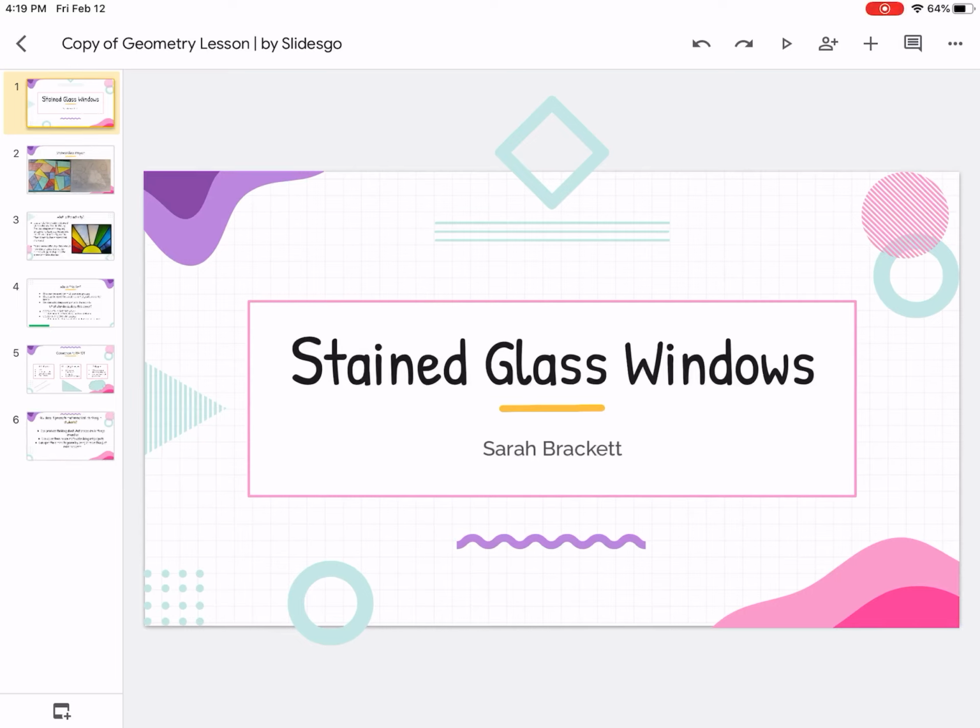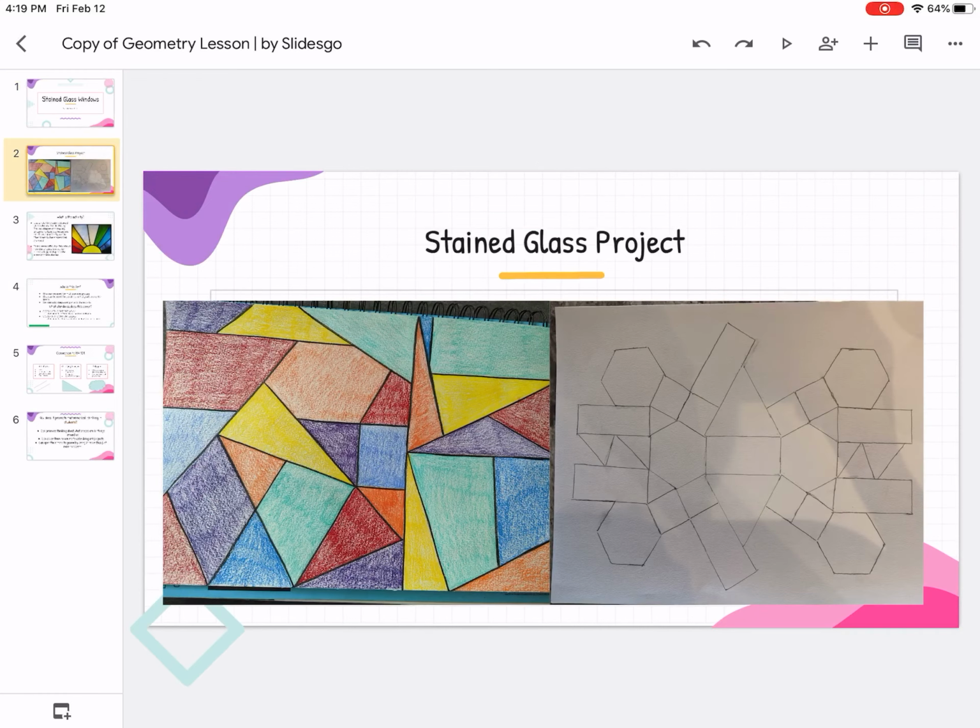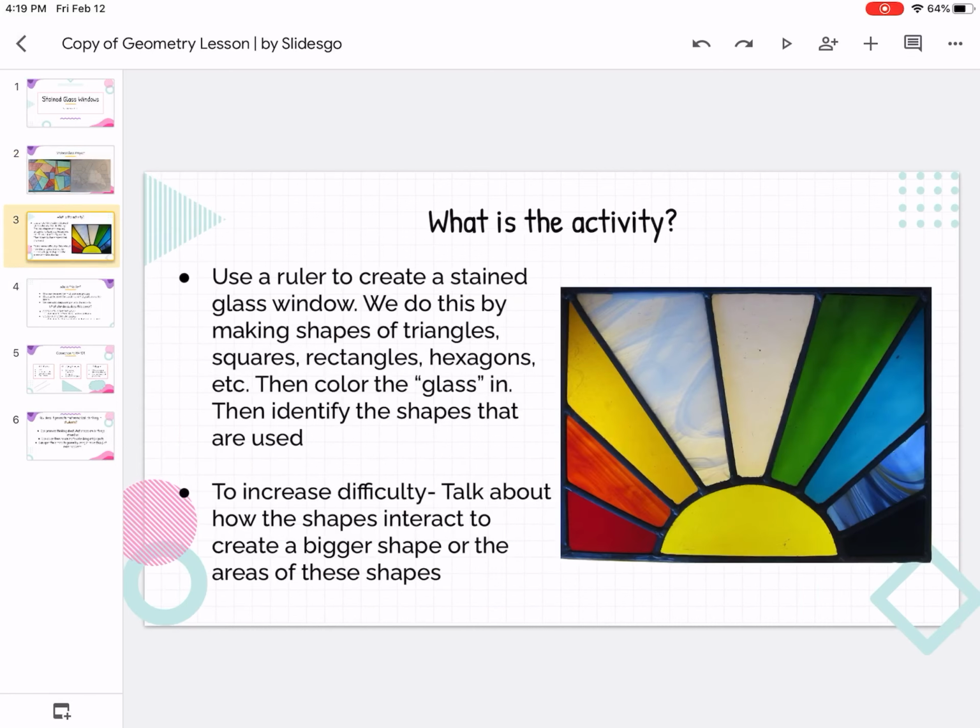Okay, so my activity was a stained glass window activity. So what you do is you create these images like this. On the left one, they used a roller to create different shapes, and then they colored it in. On the right, it's an in-progress one using tangrams, so it's able to be changed based off of the age group that you're doing it with.